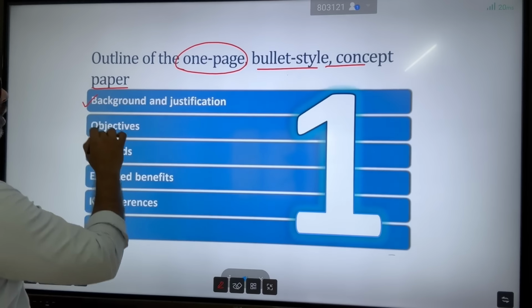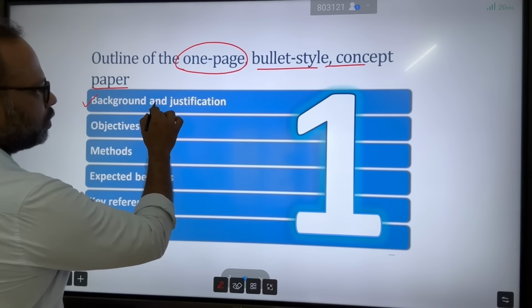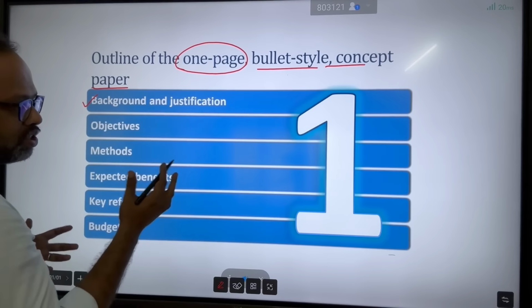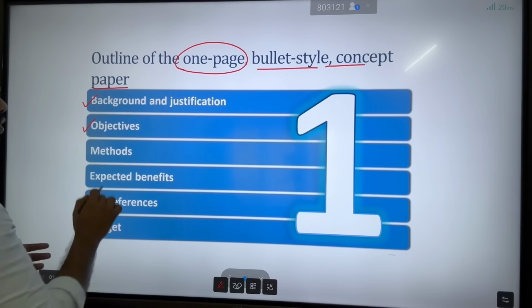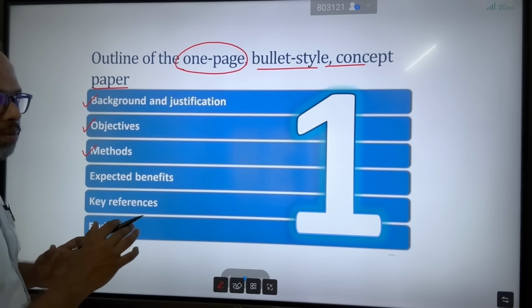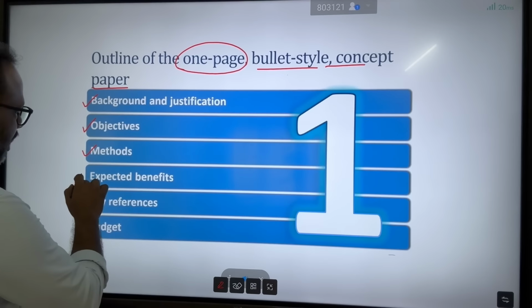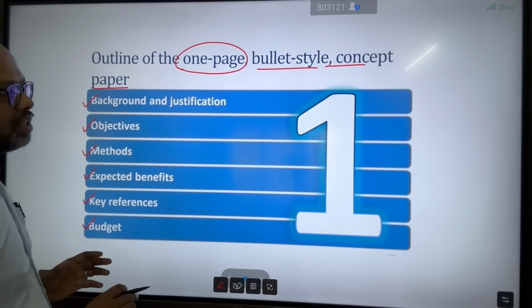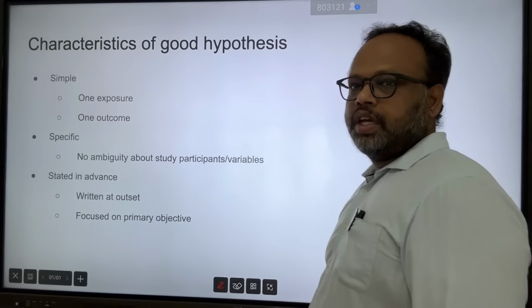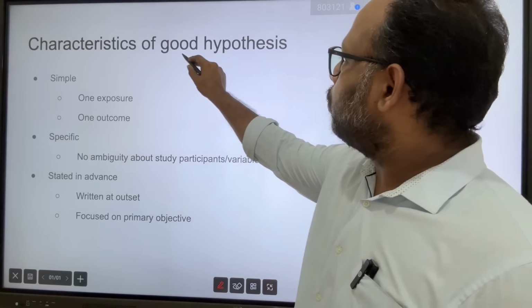First, we should have the background and justification, or otherwise introduction or the need for the study. So you should justify your study in this section with 2 or 3 bullets. Then you should clearly state your objectives. Under methods, 3 to 4 points, and then expected benefits, then key references. Budget also can be mentioned in a 1-page concept paper.